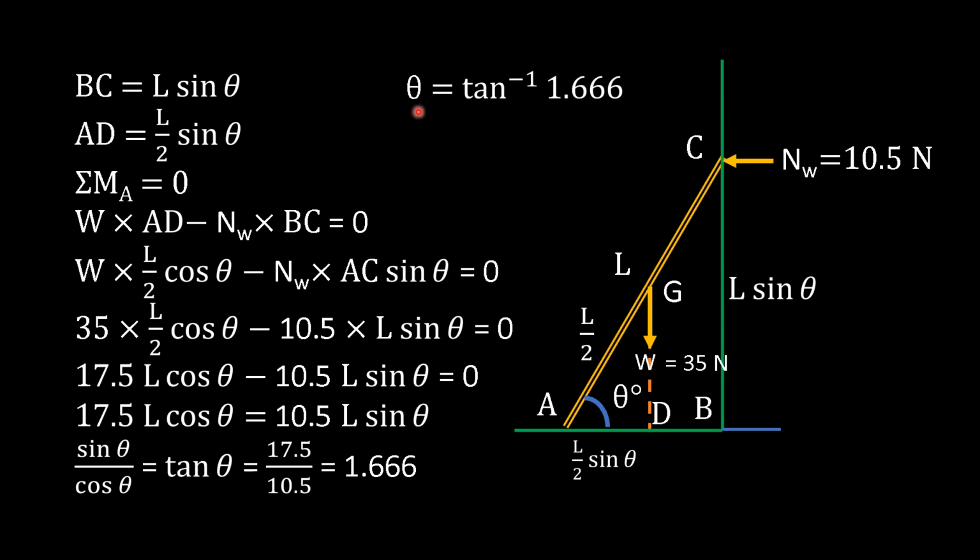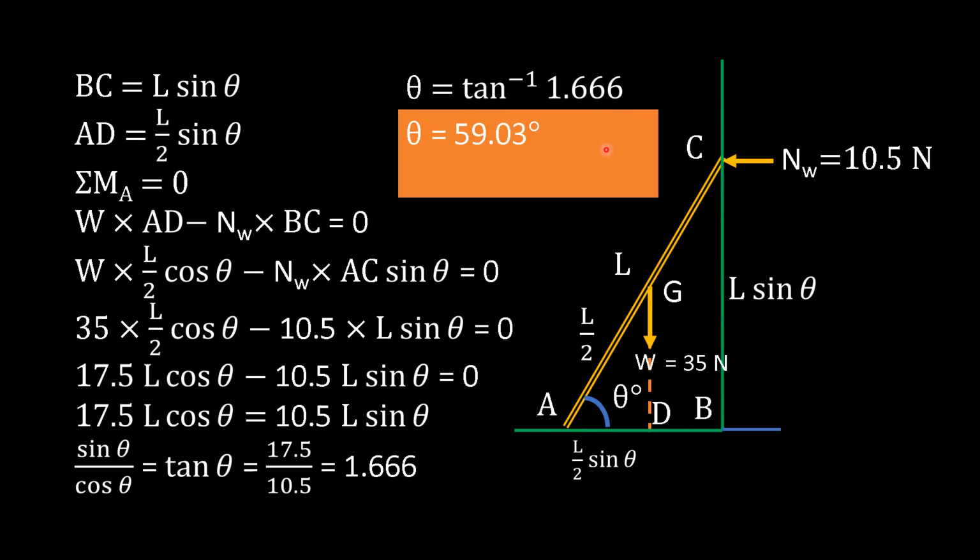That gives us theta equals tan inverse of 1.666. So we get theta equals 59.03 degrees, which should be the angle of inclination of the ladder with the ground to avoid slipping. So this theta will be 59.03 degrees.